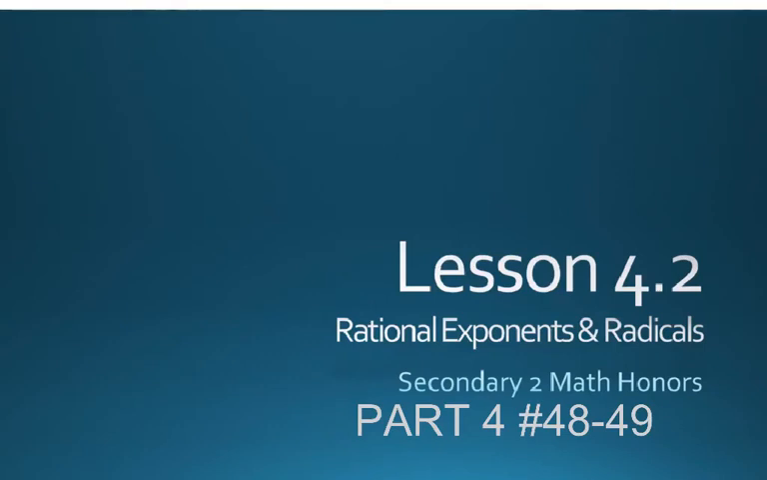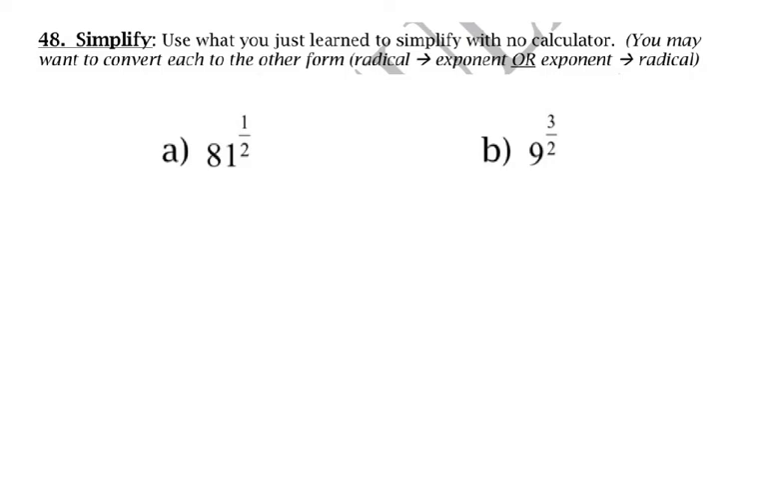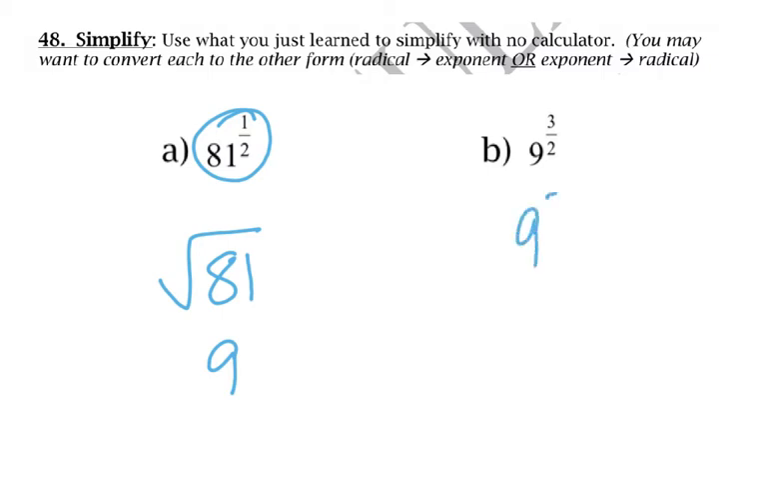This is the very last part of lesson 4.2, just covering the last two questions. So what we can take from all of our radicals and exponents is we're going to simplify with no calculator. So 81 to the 1/2 power, that means 81, first power, square root, and you know what that is. 9 to the 3/2 power means 9 to the third, square root of.